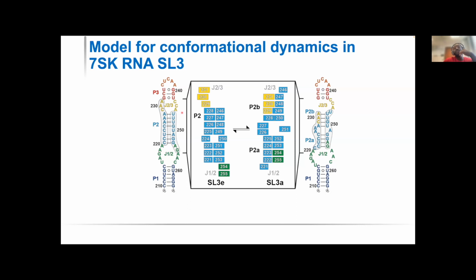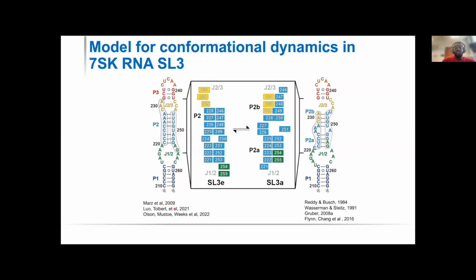So from this data, we developed a model where 7SK stem loop 3 is undergoing conformational exchange. So basically, it's undergoing almost an 8 base pair rearrangement between these two conformers, so A and E. And what's even more interesting is that these two secondary structures have previously been reported in literature from different independent studies. So here I'm highlighting some of the papers that have reported this before.